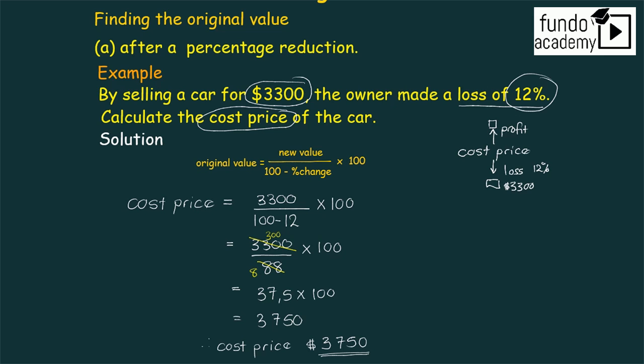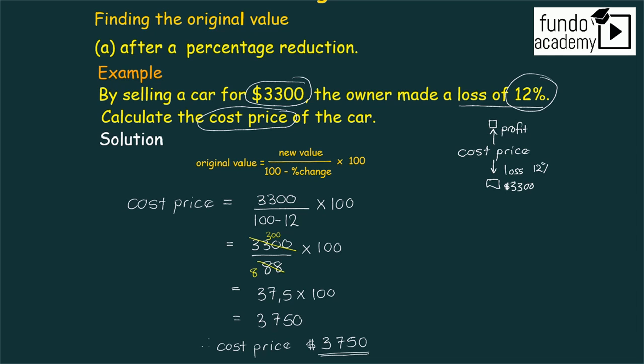All right, so if you really look at this, you can see here that it's really making sense, because this car was bought for 3,750, and instead of it being sold for a higher price, it was actually sold for a lower price, that is 3,300. So there was a loss, right? So that's really the thing here. That's how we can calculate the original value after a percentage reduction.